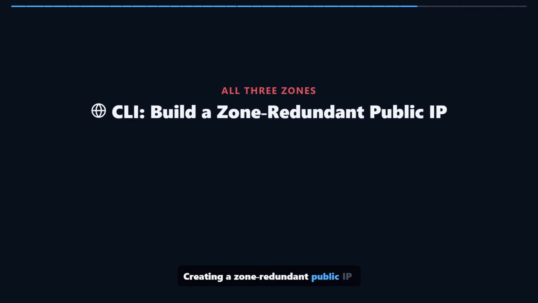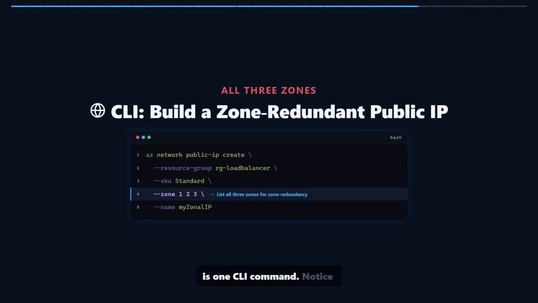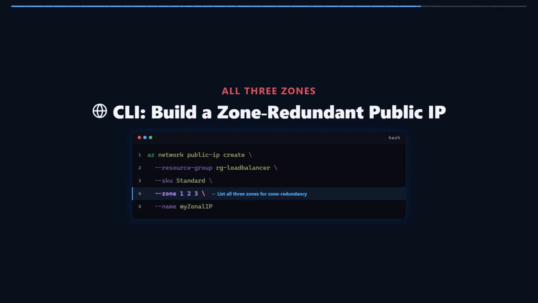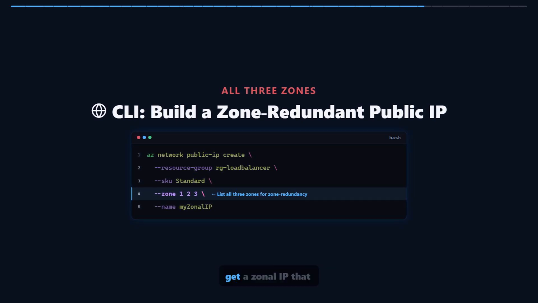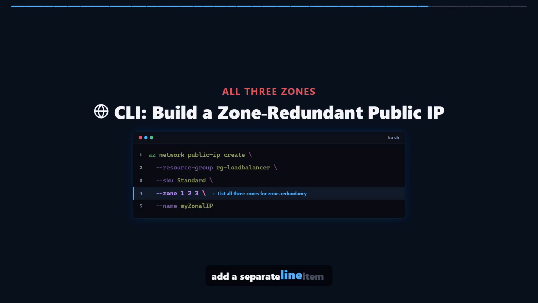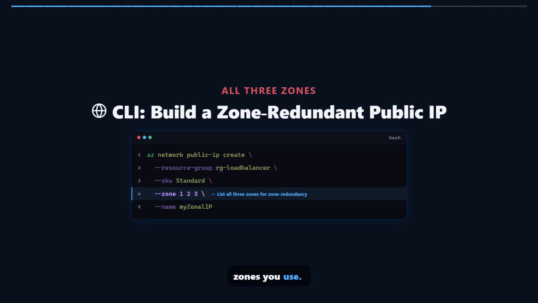Creating a zone-redundant public IP is one CLI command. Notice the standard SKU and the crucial zone 1 2 3. That list of all 3 zones is what makes the IP zone redundant. If you omit zone or specify a single zone like Zone 1, you get a zonal IP that lives in only one zone. And that IP disappears if that zone goes down. Zone redundancy doesn't add a separate line item on your bill. Pricing is based on rules and data processed, not on how many zones you use.